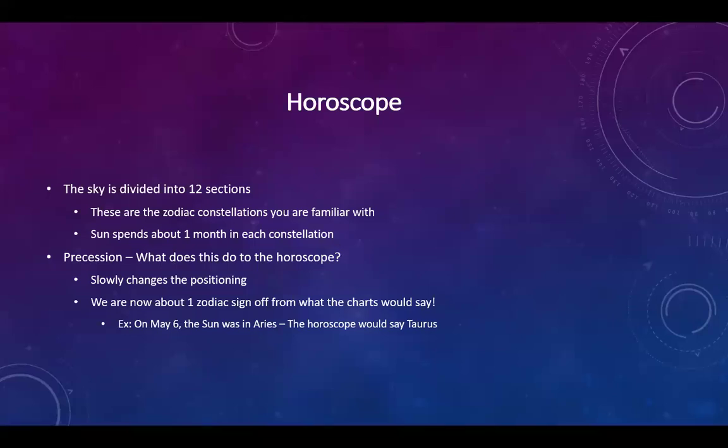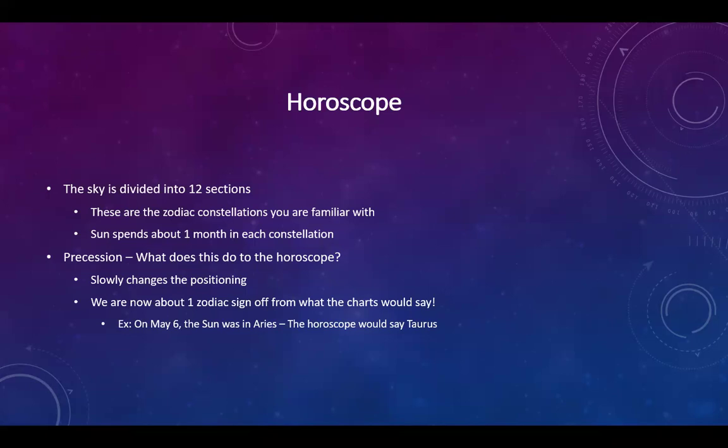But we just talked about the fact that the Earth is precessing. This actually changes the location of the sun and the stars and such relative to the constellations. It slowly changes the position. So we're actually about a zodiac sign off from what your zodiac charts would say. Because people just wrote down some dates and they just kept using them. So, for example, on May 6th, the sun was in Aries. But if you look up what May 6th corresponds to as your sign, it would be a Taurus.